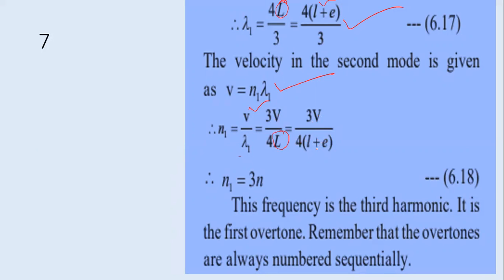But here we have seen that v upon 4 into bracket l plus e is the fundamental frequency or first harmonic. And therefore, we can write n1 is equal to 3 into n, that is 3n. This frequency is the third harmonic. It is the first overtone. Remember that overtones are always numbered sequentially.